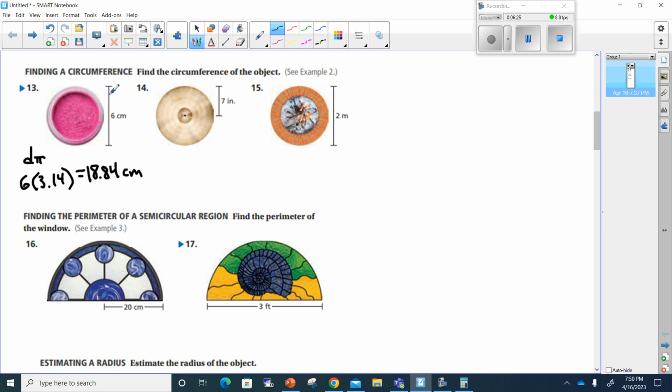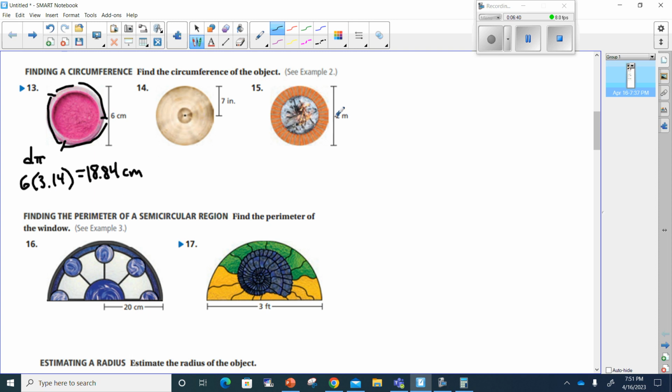Remember the rule, guys. If this is the diameter, it takes 1, 2, 3.14 diameters to make a circumference.